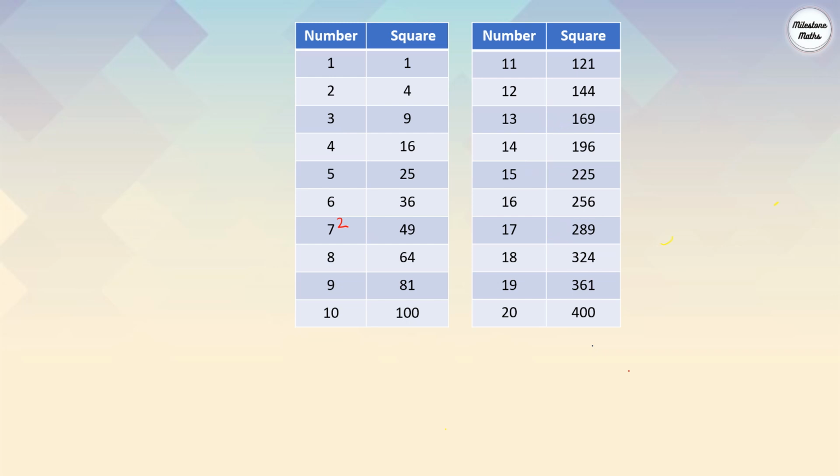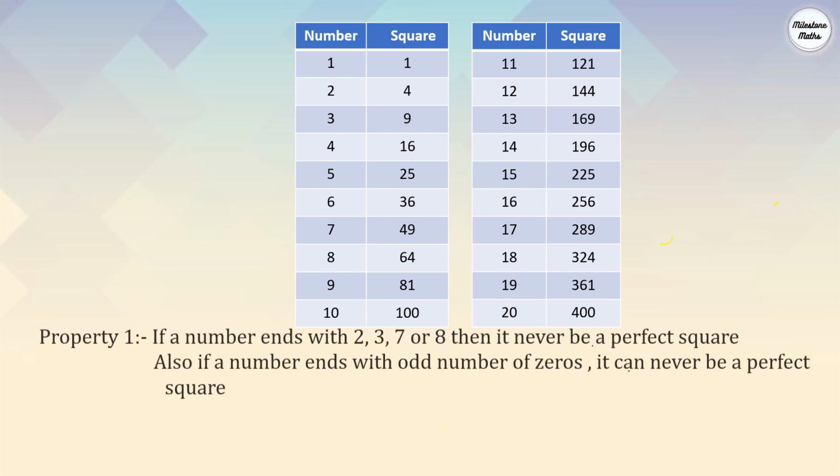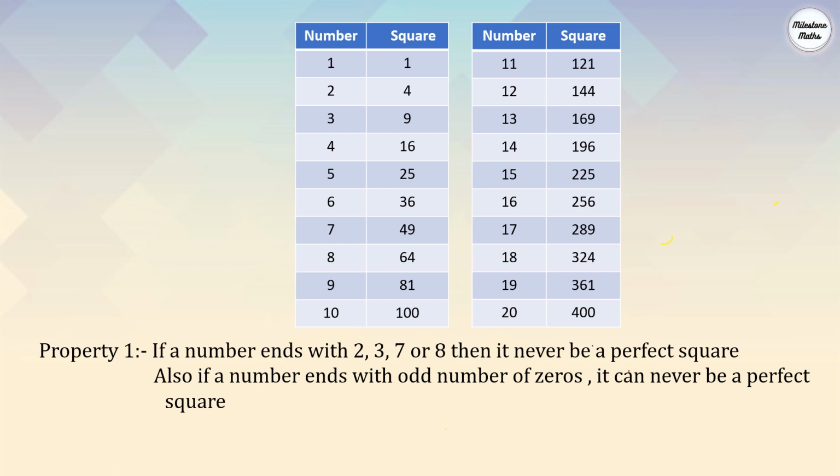It is written. Did you notice something? Did you notice some pattern over here? Here, none of the square numbers end with 2, 3, 7, 8 or an odd number of zeros. Odd number of zeros means either the number has a single zero at the end, or three zeros like this. So no square number ends with 2, 3, 7, 8.